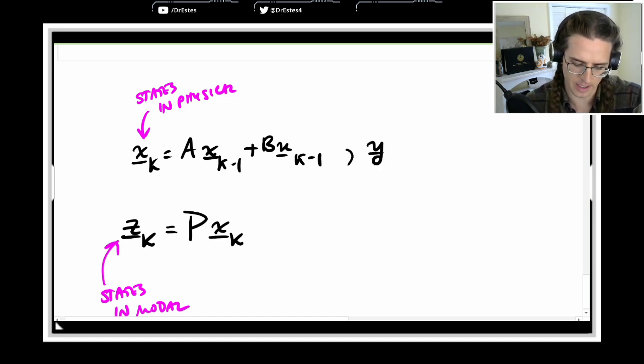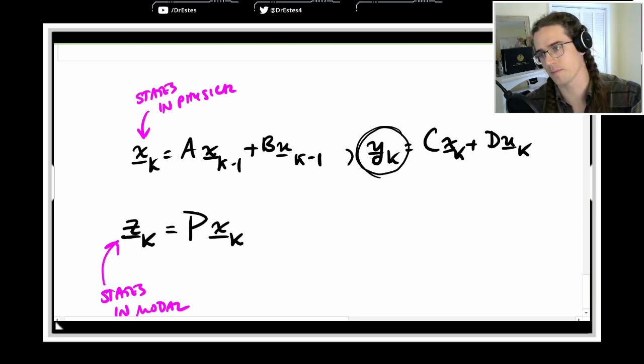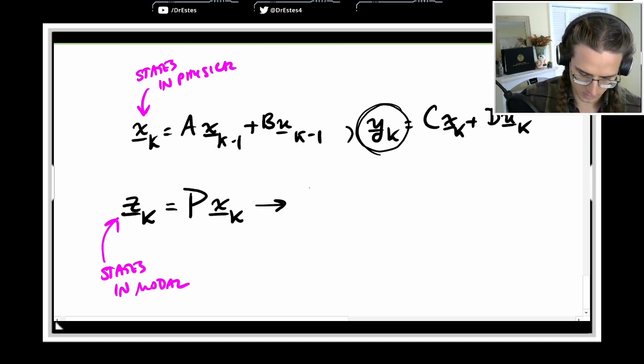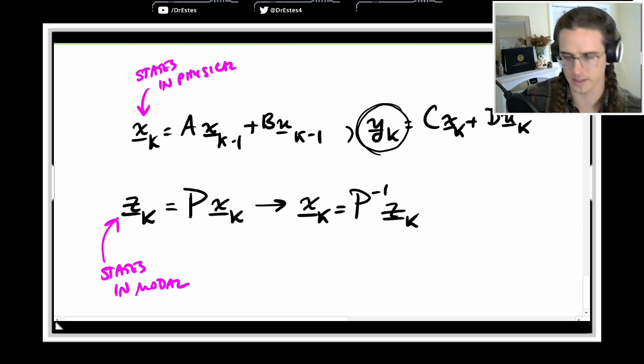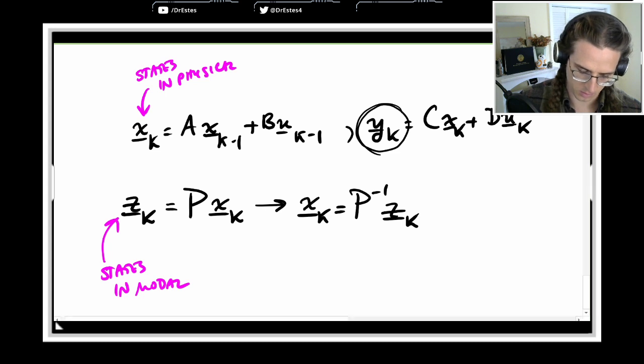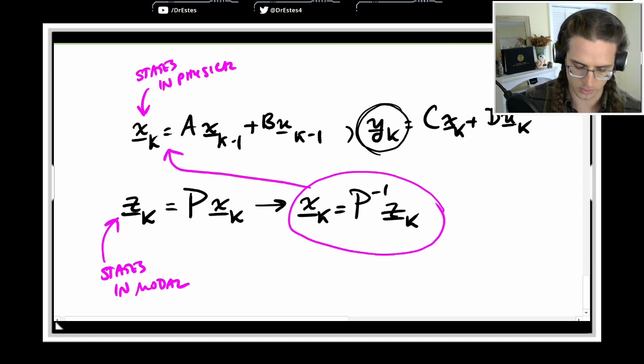Look, it's important that we have the output equation, like y is C times xk plus D times uk. So let's say in physical coordinates, y is some physical thing, like we're measuring its position with a sensor. Now when I go to modal coordinates, you could say that x is P inverse Z. So this is a relationship between something in physical and modal coordinates. What we could do is plug this relationship into your original state equation.